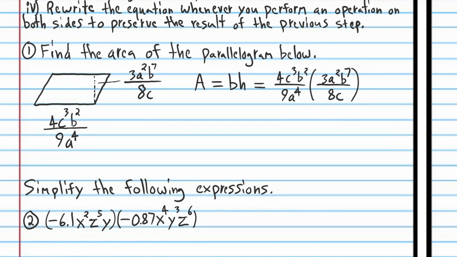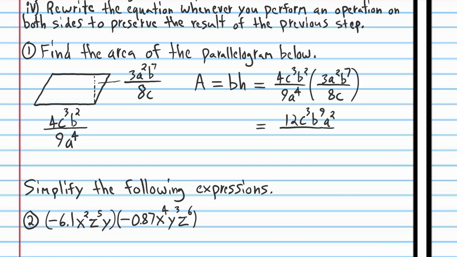So when we multiply fractions, we just multiply the numerators. So multiply these. 4 times 3 is 12. C to the third power is just going to stay there, and b to the second times b to the seventh is b to the ninth. And then we need the a squared too. All right, now we multiply the bottom. 9 times 8 is 72.